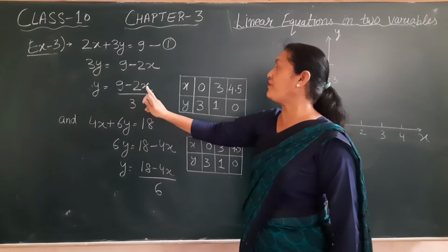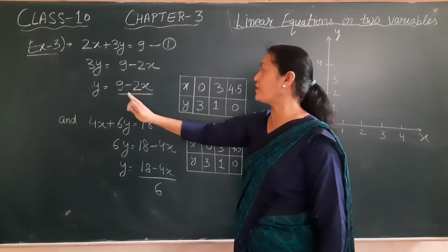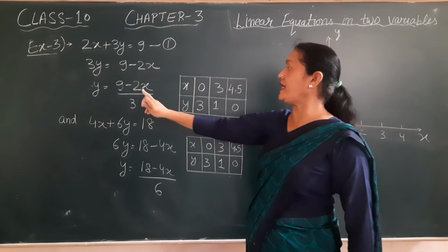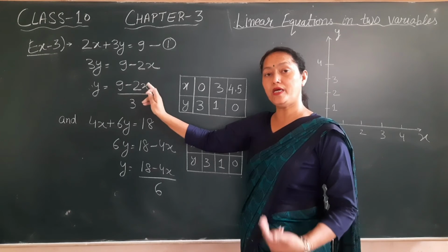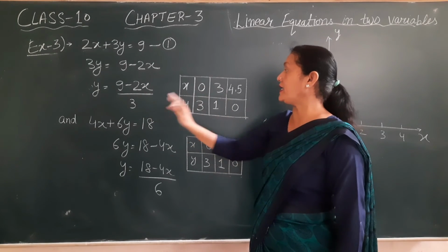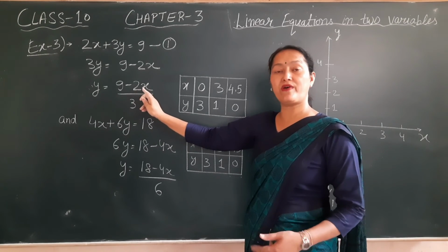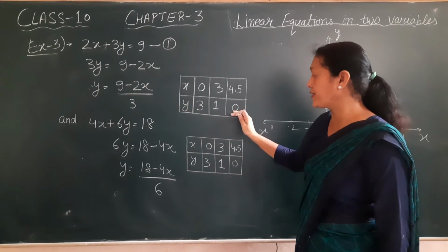If we take value of x as 0, we'll be getting 9 minus 0, that is 9, 9 upon 3 would be 3. If we take x as 3, 3 2s are 6, 9 minus 6, 3, 3 upon 3, 1. And if we take x as 4.5, then 2 into 4.5 is 9. 9 minus 9 will be 0. So we got y as 0.